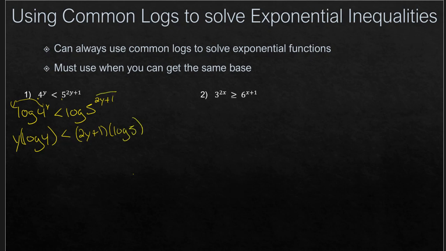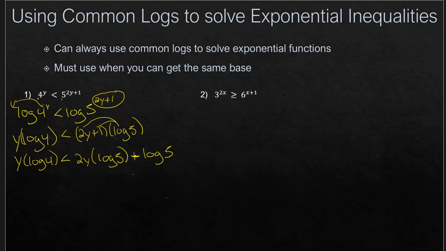Again, this is my exponent, so it goes in front. All right, next thing I'm going to do is distribute. So I'll end up with, again, this is still y log 4. On the other side, it's 2y log of 5 plus log of 5. You can stick a 1 in front of there if you want to, but you don't need a 1 if that's all the coefficient is.